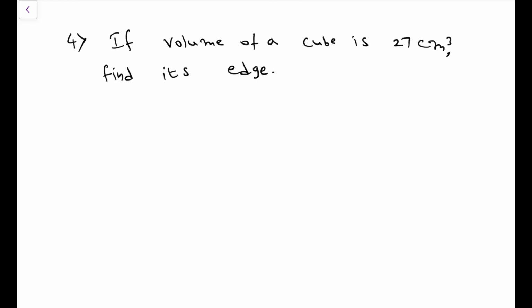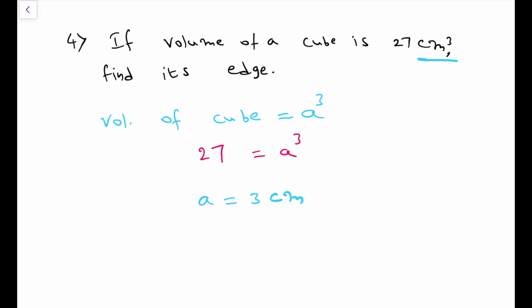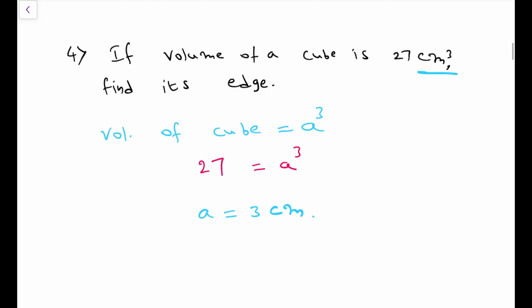Next question is, if volume of the cube is 27 centimeter cube, then find its edge. So here he is speaking about volume of a cube, right? So volume of cube formula is a cube. Volume of cube is given as 27, right? So under volume of the cube, substitute 27 equals a cube. Which number cube is 27? It is 3. So a value is 3. In the question he gives centimeter cube, that is related to volume, but here we are finding side or edge, so it will be centimeters. So edge of the cube is 3 centimeter.